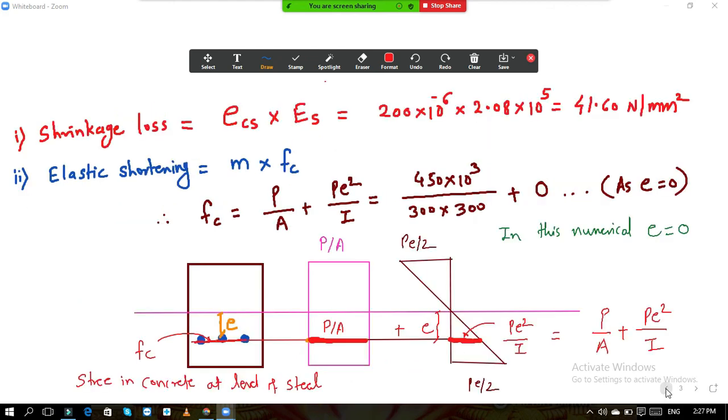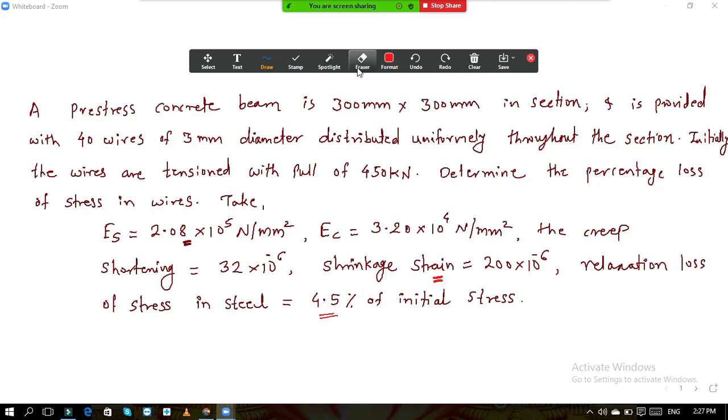Now if you see the problem carefully, here if you see the given data, there is no anchorage slip given to you. Okay, the value of delta is also not given to you, and the value of mu alpha, that is for friction. So you cannot find the loss due to the anchorage slip, and you cannot find the loss due to friction. Okay, so here only this much of data is given to you, so you can find out these losses. So these are the losses which occurred in pre-tensioned members.